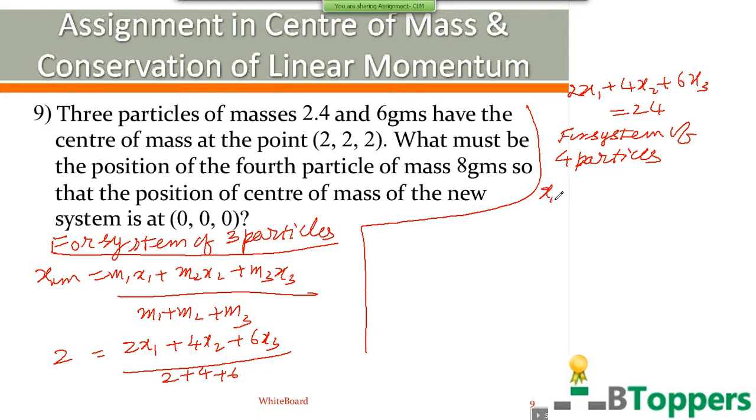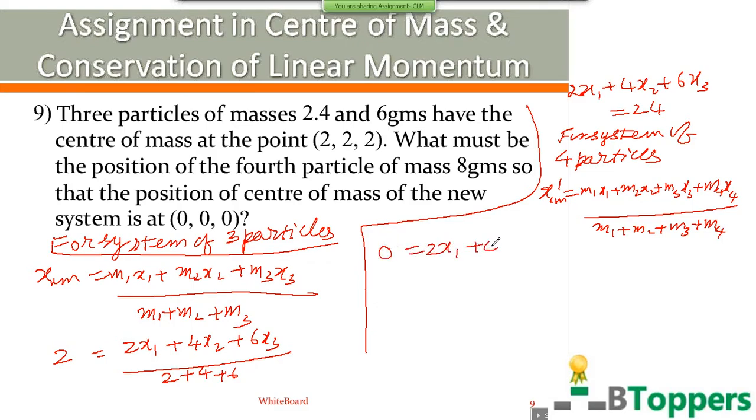The x coordinate of the center of mass is denoted by xcm, equal to m1 x1 plus m2 x2 plus m3 x3 plus m4 x4, divided by m1 plus m2 plus m3 plus m4. In the second case, the center of mass is at the origin 0, 0, 0. So the x coordinate of the center of mass in the second case is 0. M1 is 2 grams, M2 is 4 grams, M3 is 6 grams, and the mass of the fourth particle M4 is 8 grams.